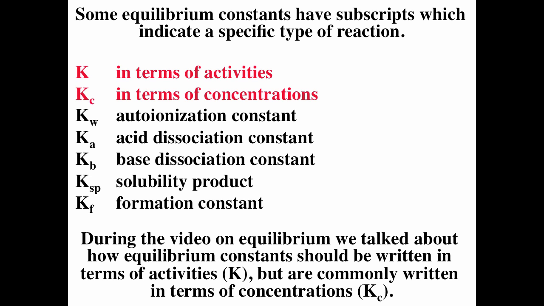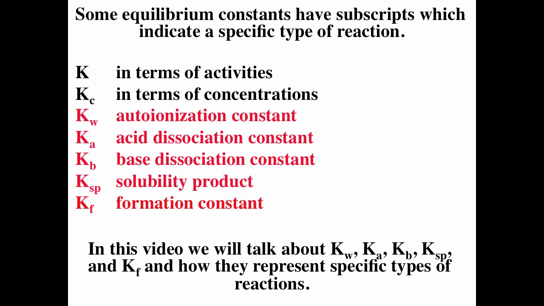Now in the previous video on equilibrium, we talked about K in terms of activities and K sub C in terms of concentration. K without the subscript is in terms of activities. It's the proper thermodynamic equilibrium constant. Often equilibrium constants are written in terms of concentrations, and I denote that as a K sub C. Now there's also Kw, Ka, Kb, Ksp, and Kf. Kw is ionization for water. Ka is the acid dissociation constant. Kb is the base dissociation constant. Ksp is the solubility product going from solids to aqueous ions. And Kf is a formation constant.